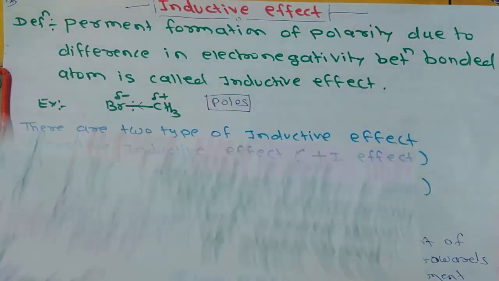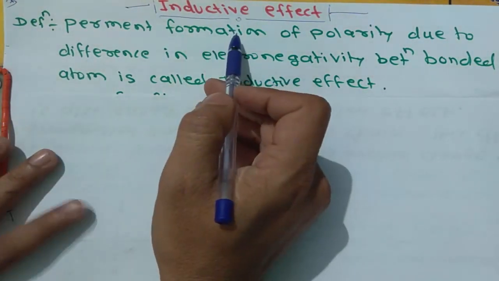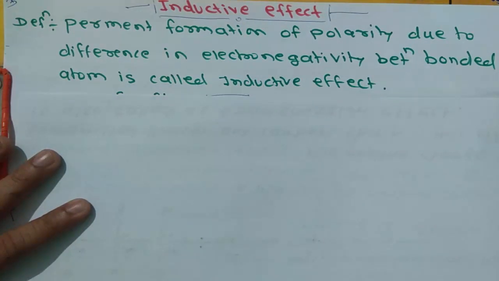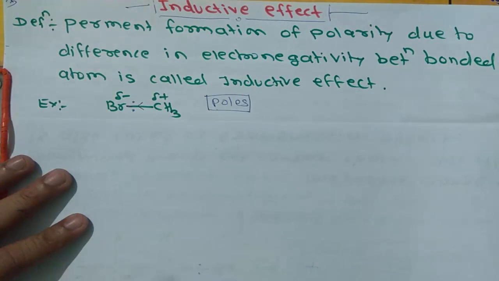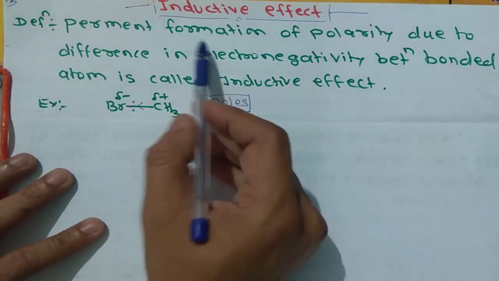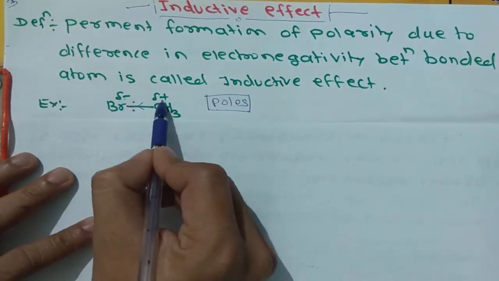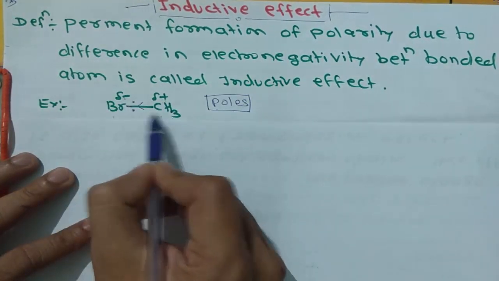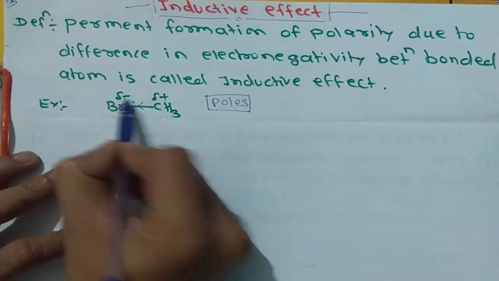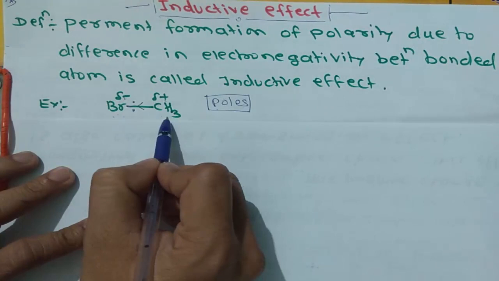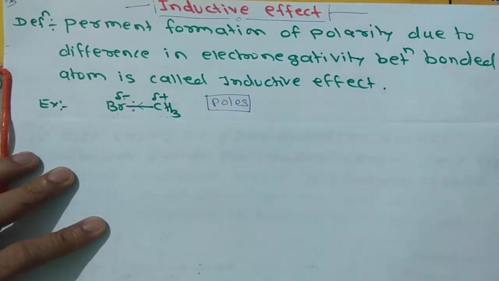From all this theory and these examples we can define the inductive effect. What is inductive effect? It is the formation of polarity. Here two poles are created. The formation of polarity due to difference in the electronegativity between the bonded atoms is called the inductive effect.